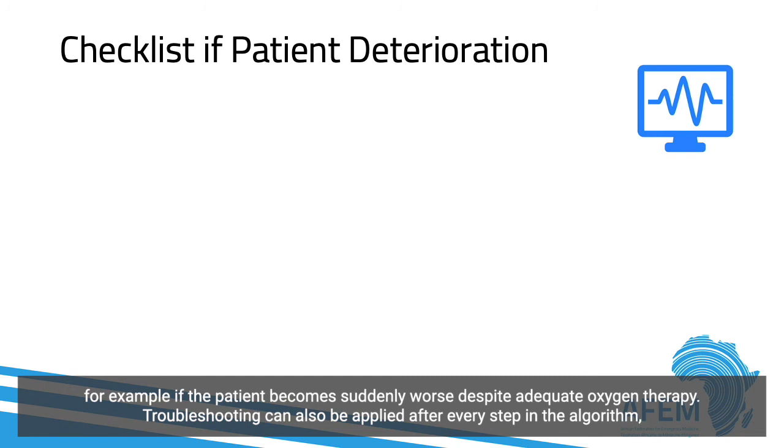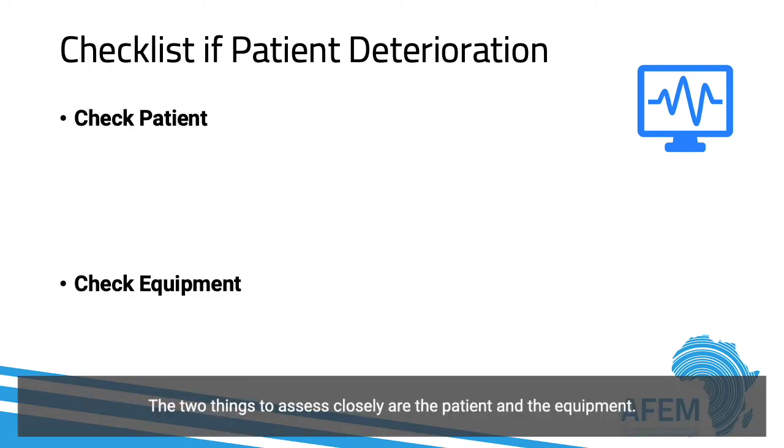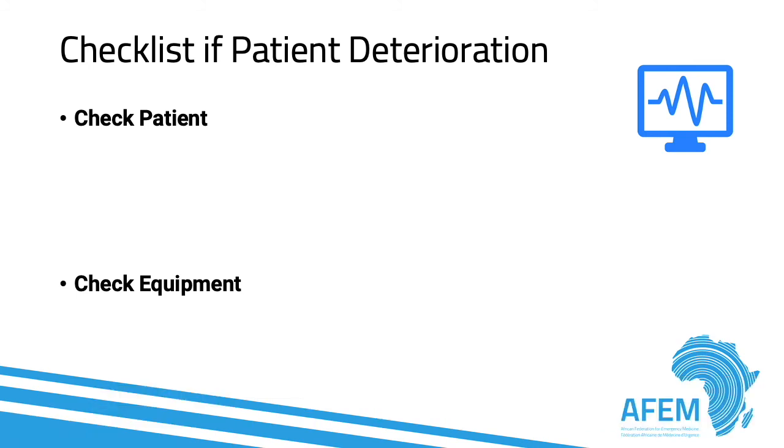Troubleshooting can also be applied after every step in the algorithm, similar to how we would monitor the patient for improvement. If the patient is not improving, you can go through these steps to make sure that the patient's condition has not changed and the equipment is working well. The two things to assess closely are the patient and the equipment.